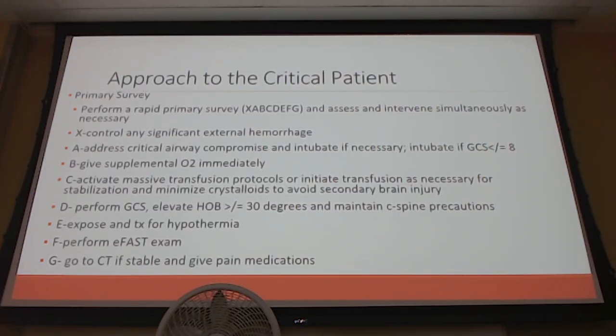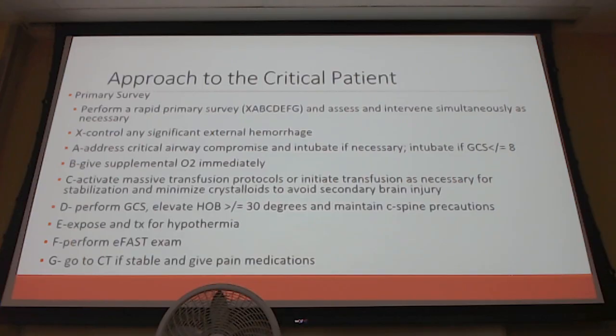So the big thing: if there's any significant bleeding, we need to stop it. And then, does he have an airway? How's he breathing? Do I need to put a tube somewhere, whether it's an endotracheal tube versus a chest tube? Do I need to fill the tank back up? Do I need any blood? And then really look at their GCS.